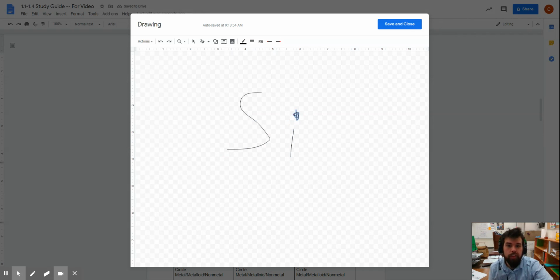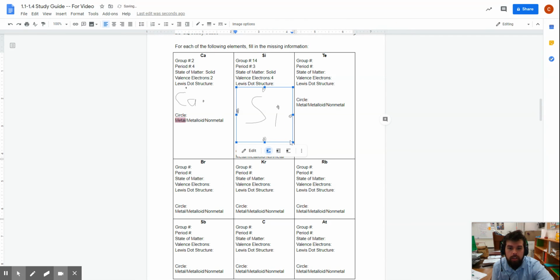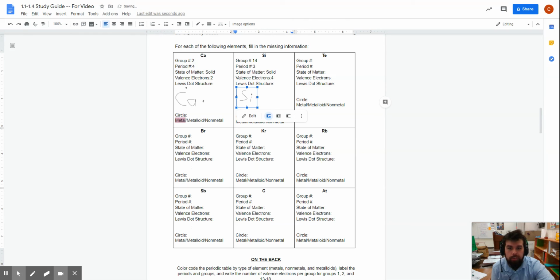I. And again, I'm just going to do one dot at a time around for this. I've got 1, 2, 3, and 4. And then I don't need to keep going. I've only got 4 valence electrons. So I'll save that, insert it right there. Boom, I got my Lewis structure.